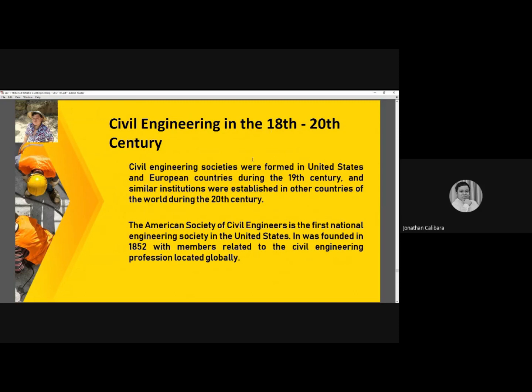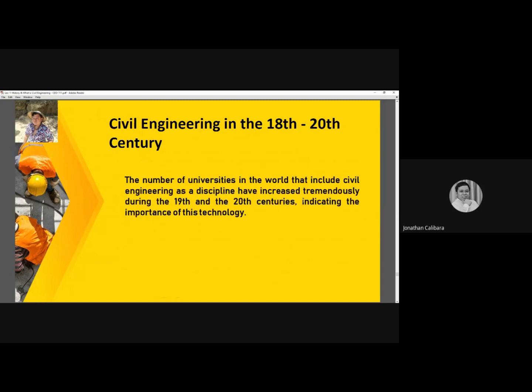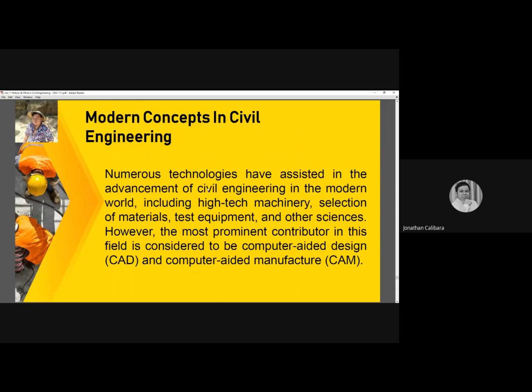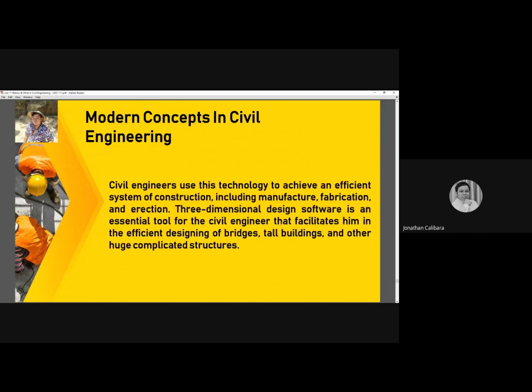Modern concepts in civil engineering. Numerous technologies have assisted in the advancement of civil engineering in the modern world, including high-tech machinery, selection of materials, test equipment, and other sciences. However, the most prominent contributor in the field is considered to be computer-aided design, or CAD, or computer-aided manufacture. With CAD, in the past we did drawing manually. The next is: civil engineers use this technology to achieve an efficient system of construction.